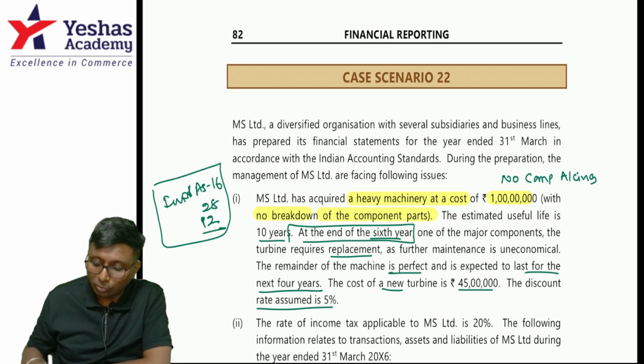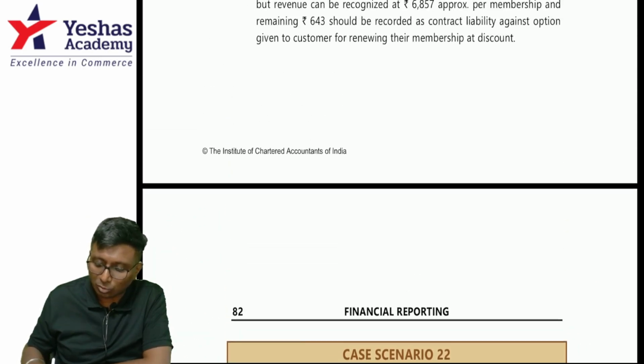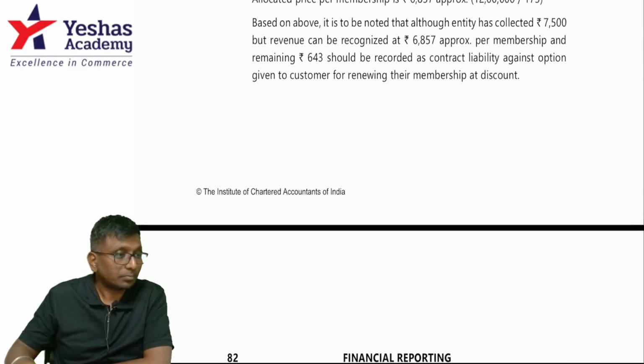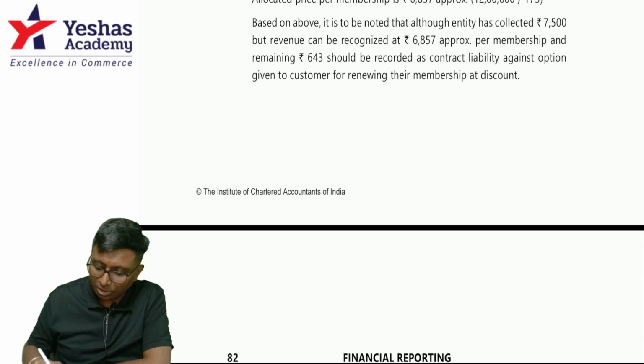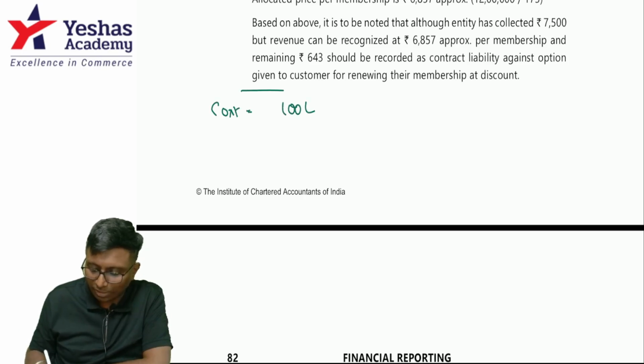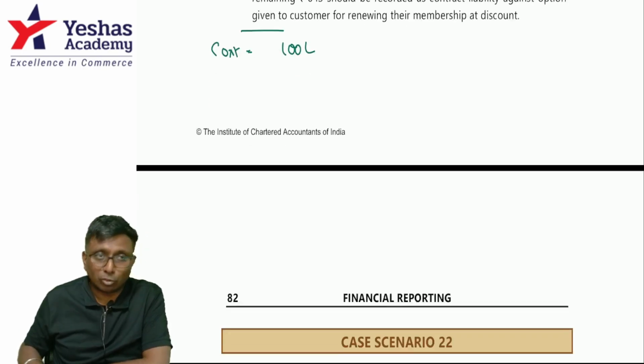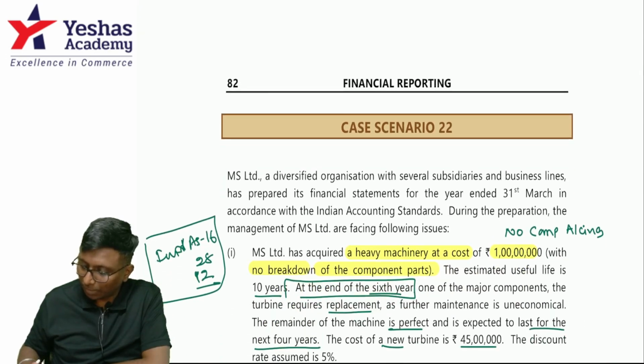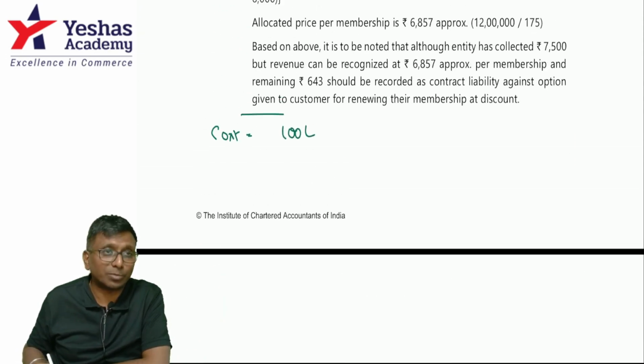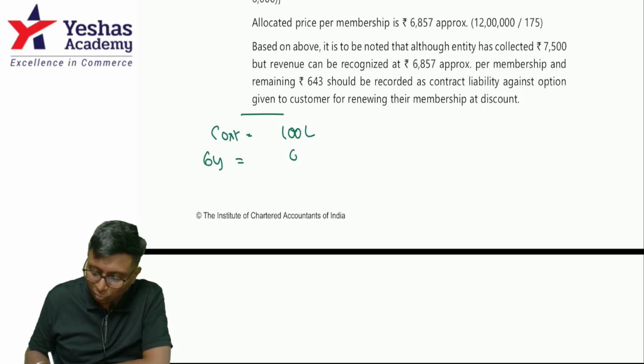We did this in the classroom also. Initially, what is the cost of the asset? The cost of the asset is 1 crore rupees, that is 100 lakh rupees, with a 10-year life and residual value of 0. That's why the depreciation per annum is 10 lakh. So 6 years of depreciation is 60 lakh rupees. So today's WDV is 40 lakh rupees.